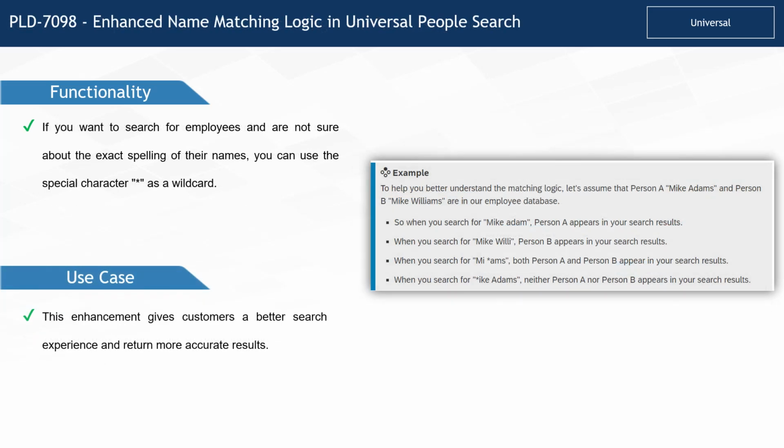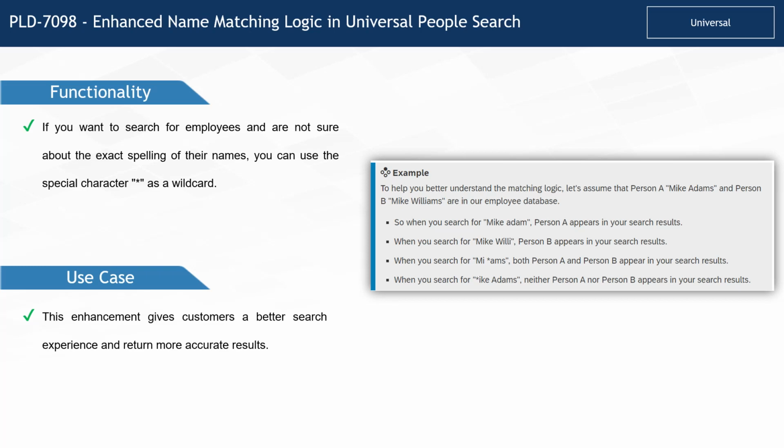Next will be the enhanced name matching logic for universal people search. Previously, if you wanted to search for employees, you had to use a really specific name and it had to match names that were in the employee database. There's some examples listed for searching for Mike Adams. When person A produces in the search result, or person B might show up.